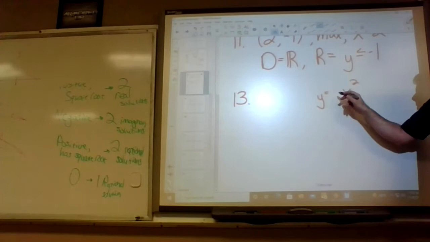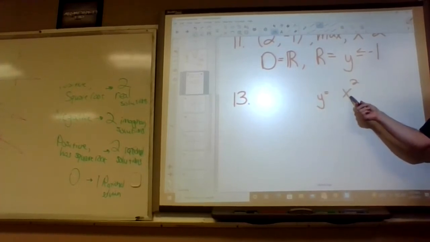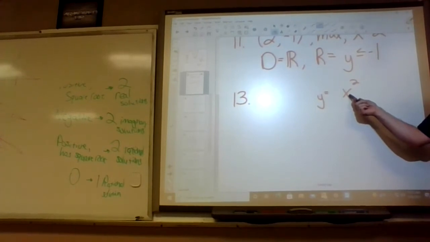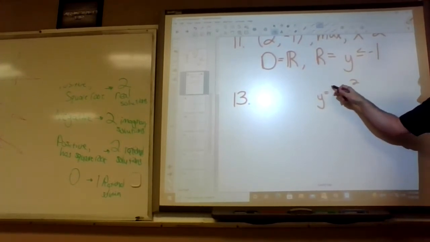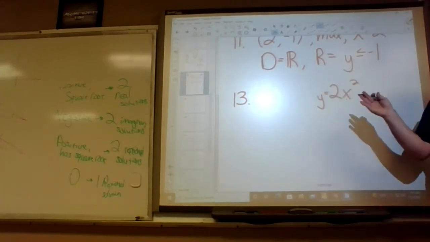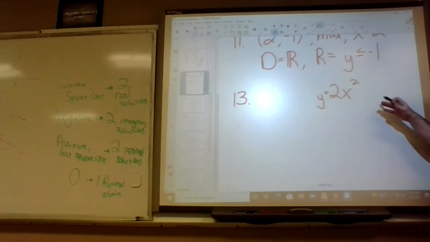Okay. You guys remember, where was the vertex? At the beginning I graphed y equals x squared. Where was the vertex at? 0, 0, right in the middle, right? And what happened when I put a 2 in front of that? Did that move the vertex? No, it just made it steeper. So how do you move the vertex?